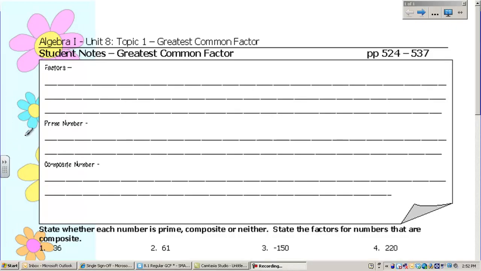So we're going to start talking about factoring today. Unit 8 is all about factoring, which is just working backwards from what you just did on your test today. So we learned how to multiply them. Now we're going to work backwards and we're going to undo them, and it's called factoring.